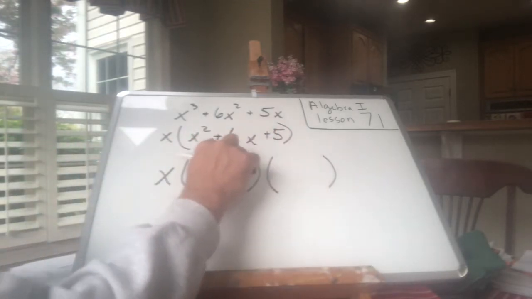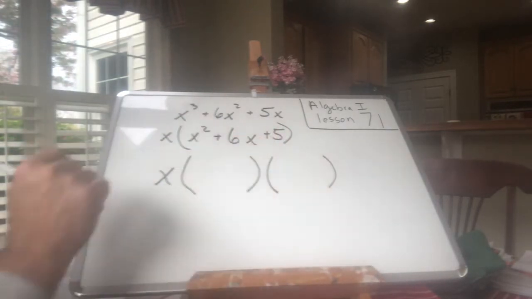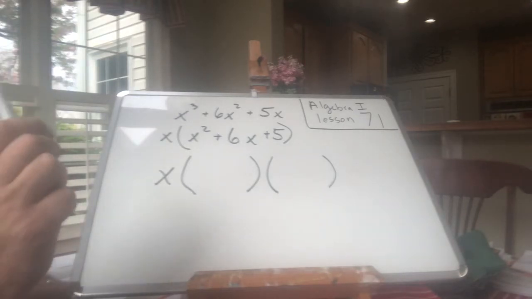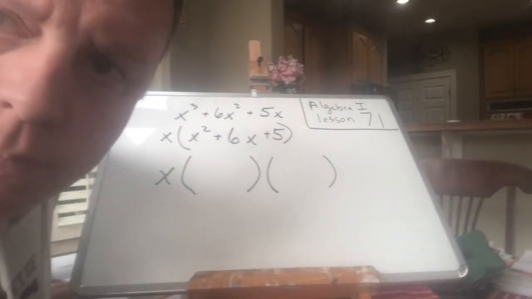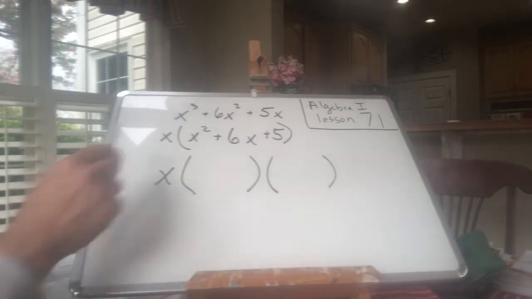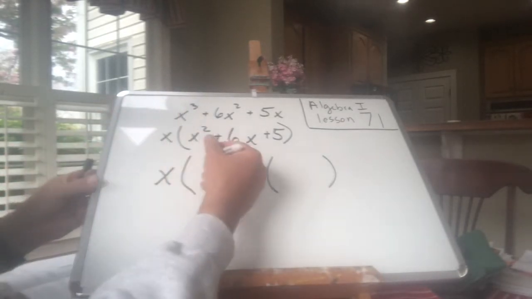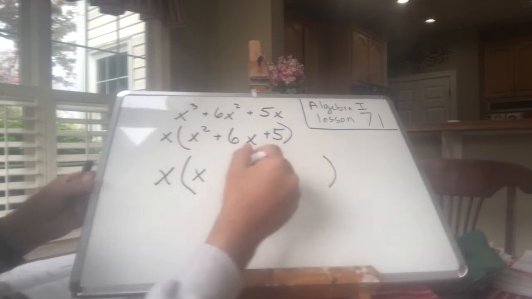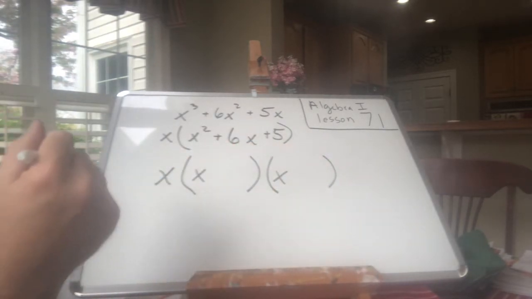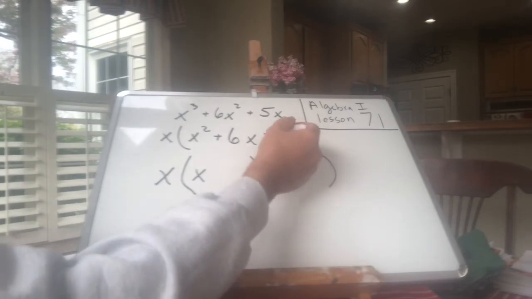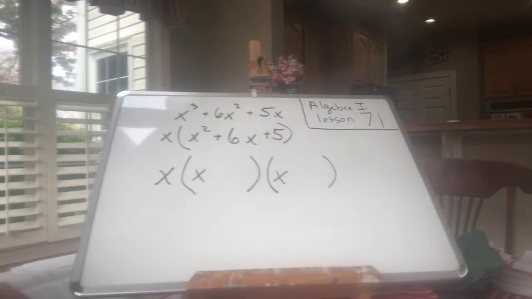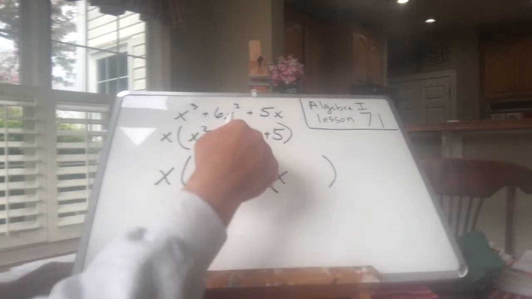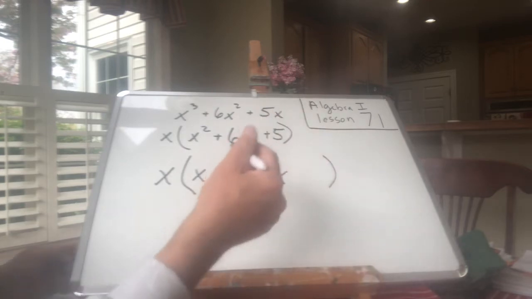And we know how to factor this trinomial. We did it in lesson 69. Okay? If we do, obviously we have x squared. We have x times x will be x squared. Now we need to figure out what times what equals 5. Well, 5 is a prime number. 5 times 1, that's it. And we know that 5 plus 1 will equal 6.